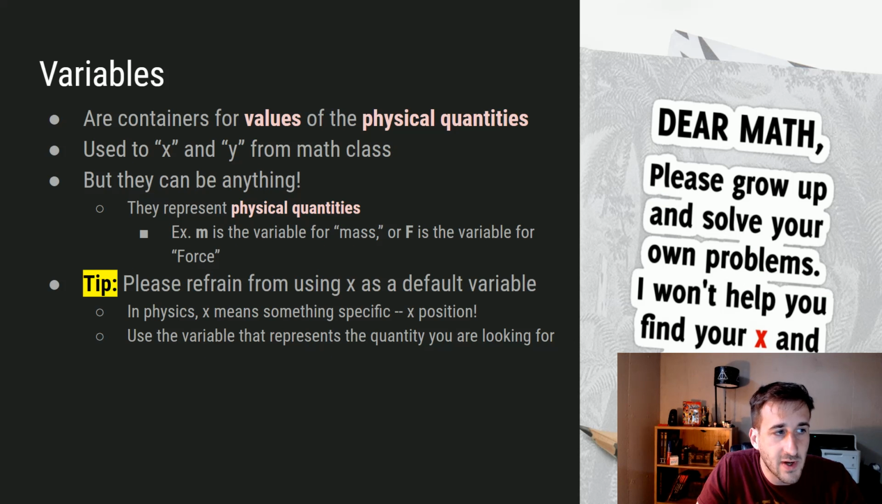Variables. Variables are containers for values of physical quantities. Normally we use X and Y in math class, right? That's something that you might be very familiar with. But in physics, we have lots of different physical quantities like mass, time, length, and we can't use X for all of them because that would get very confusing very quickly. So instead we use things like M for mass or T for time.